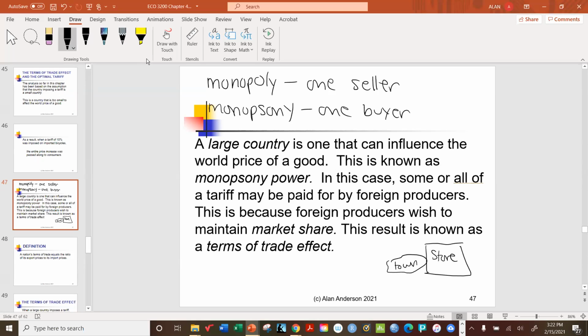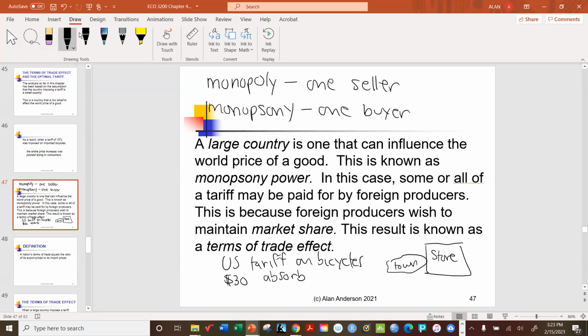What may happen is, if we have a tariff, let's say we're the US and we have a tariff on bicycles, and let's say the tariff is $30. The foreign producers may say, you know what, the US is our major market. We don't want to lose any market share. So here's what we'll do. We'll absorb some of that cost and we'll allow our profits to be reduced in order to maintain our market share.